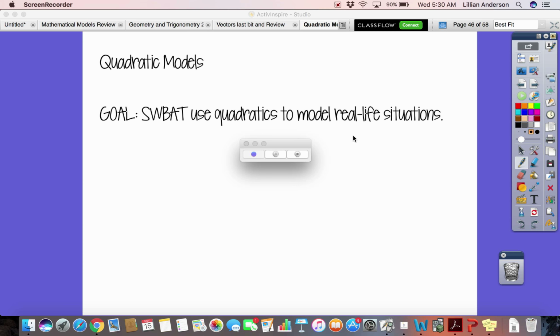Okay, guys, so just a quick review of quadratic models. Remember, quadratic models were when you actually put the applications into quadratics. Pretty much it's taking the problem and seeing, based off of what it's asking, what process are we using from quadratics to solve these problems.